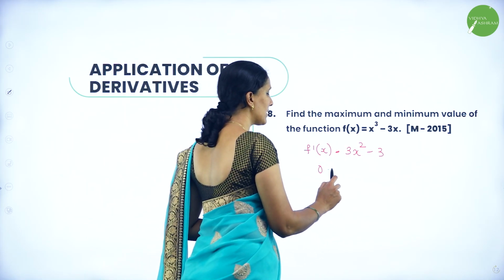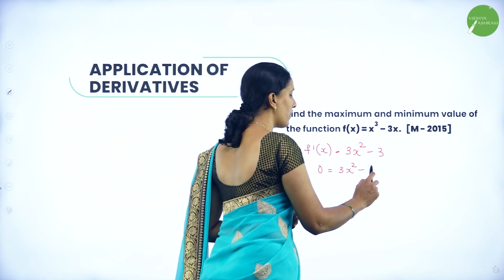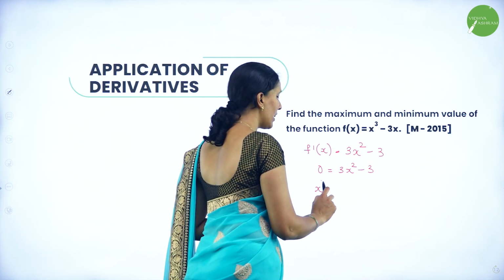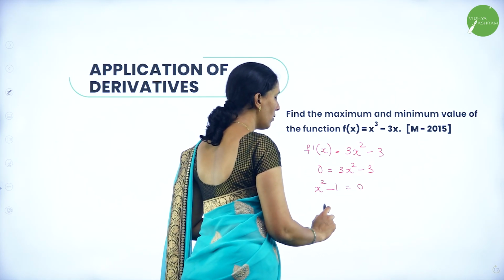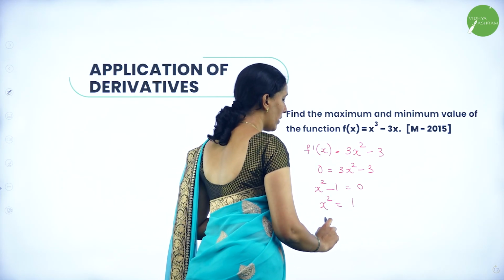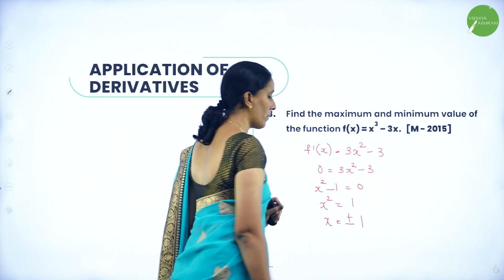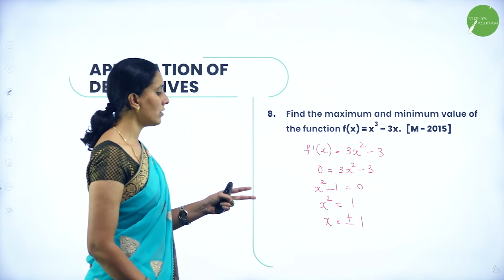So by taking this as 0, we will get 3x square minus 3, or we can write x square minus 1 is equal to 0, or x square is equal to 1, x is equal to plus or minus 1. So we have 2 points, one is 1 and minus 1.